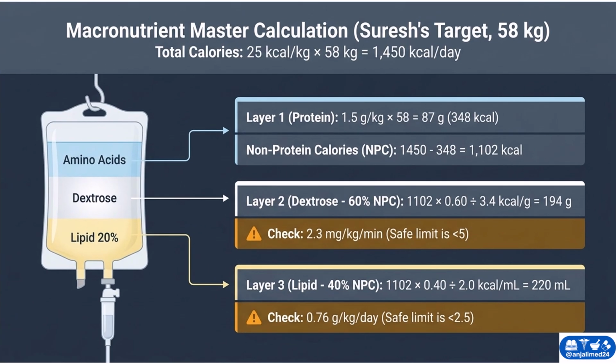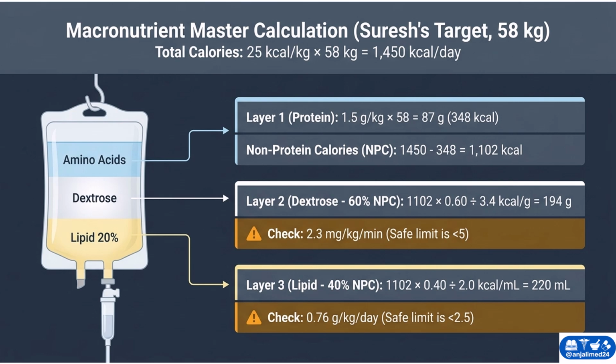Macronutrient master calculation. Now let's calculate a complete parenteral nutrition prescription step by step using our patient Mr. Suresh, whose target weight is 58 kilograms. We begin by calculating the total daily energy requirement. At 25 kilocalories per kilogram, the total comes to 1450 kilocalories per day.